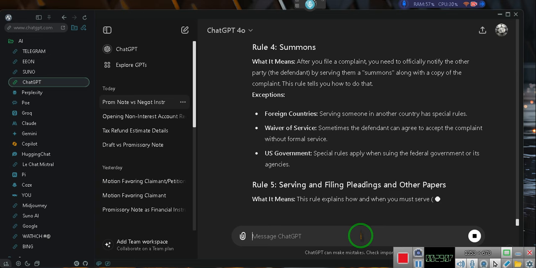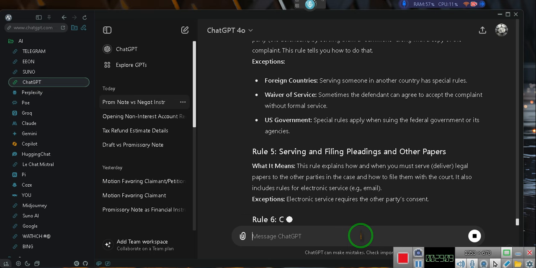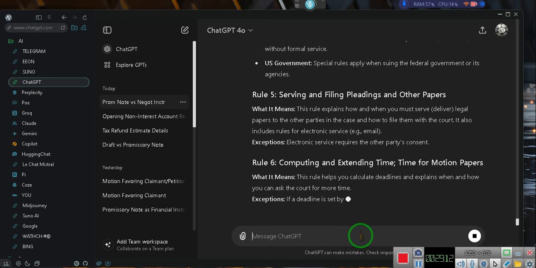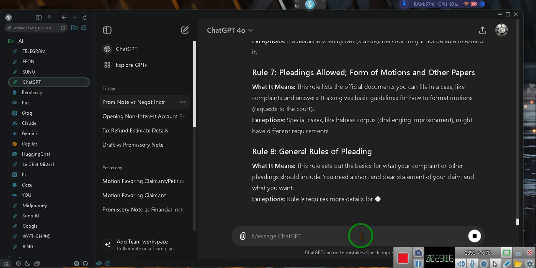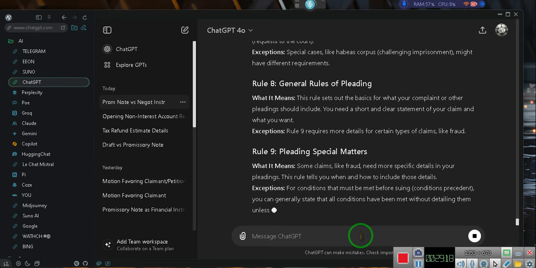I dropped my mic. Okay, so now he's explaining the basic rules of the court. You're going to find the state rules are pretty similar. You're going to do the exact same thing. Ladies and gentlemen, I'm trying to tell you how you don't need a lawyer.